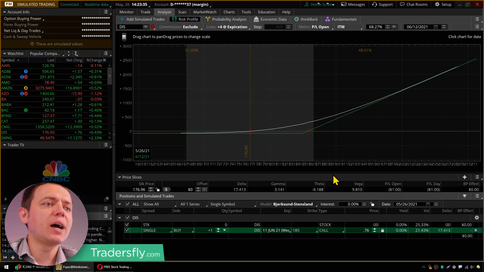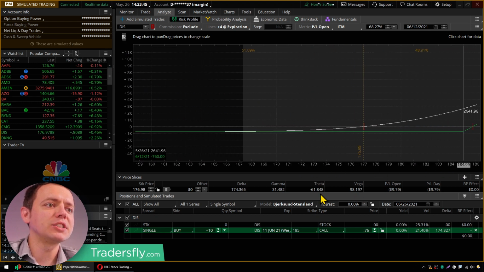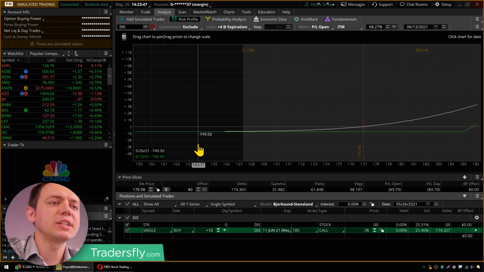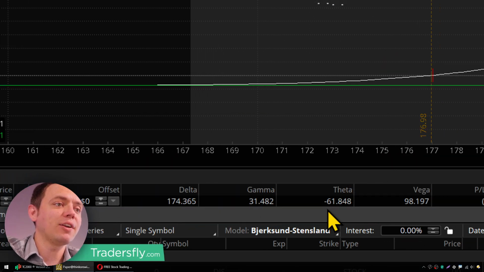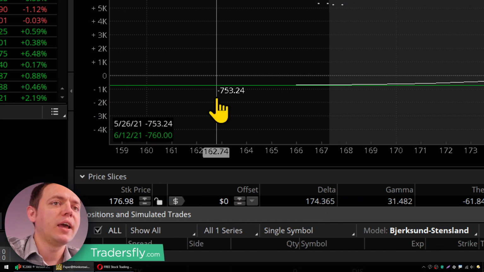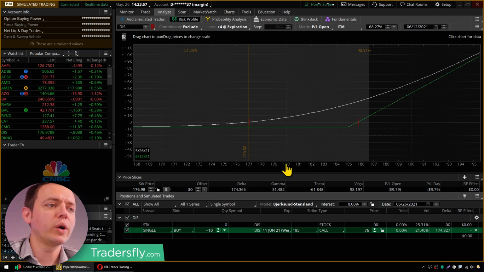And the problem with these options is they have a big theta problem. So if you go 10 days out, okay, 10 contracts, what I'm losing is basically $60 a day. And this is why options get a really bad name, because people are losing money day in and day out on this. They're losing $60 a day. The most you can lose is $760, but $60 a day, that starts to add up pretty quickly.